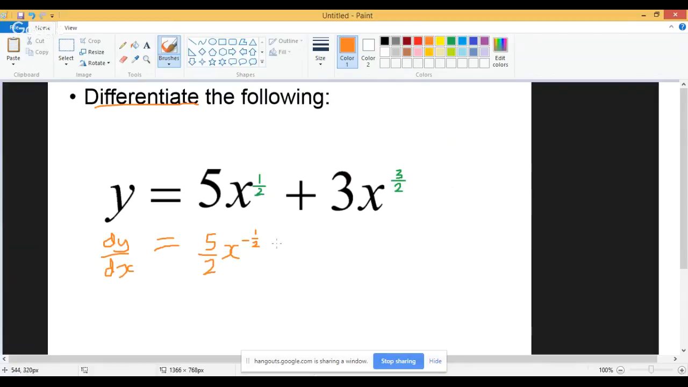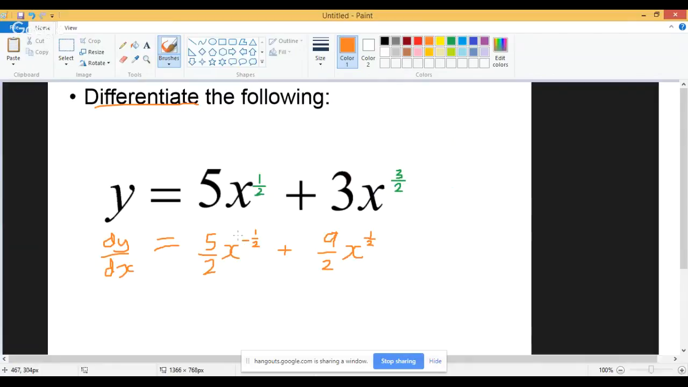Okay, on to the next term, we've got plus. We times the power by the coefficient, so 3 times the 3 over 2, that makes 9 over 2, 4.5. I'll just write that as 9 over 2. X to the power 3 over 2, that power has to drop by 1. So 3 over 2 is 1.5. The 1.5 becomes 1 less, so that's a half. And you can stop there. That's your answer for differentiating the original equation.